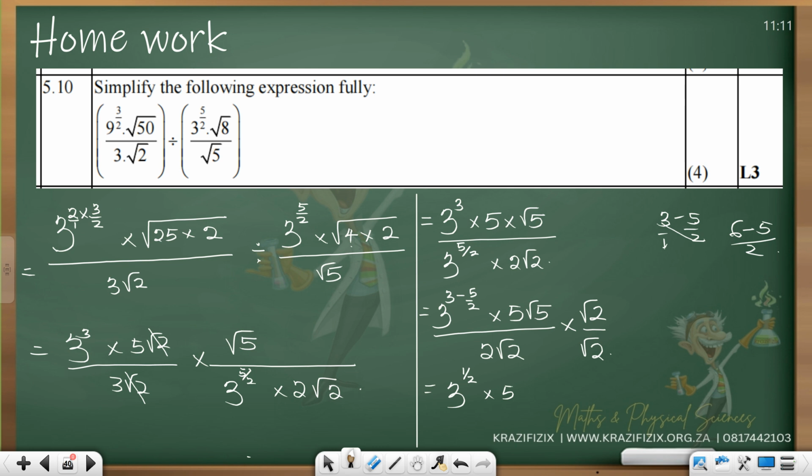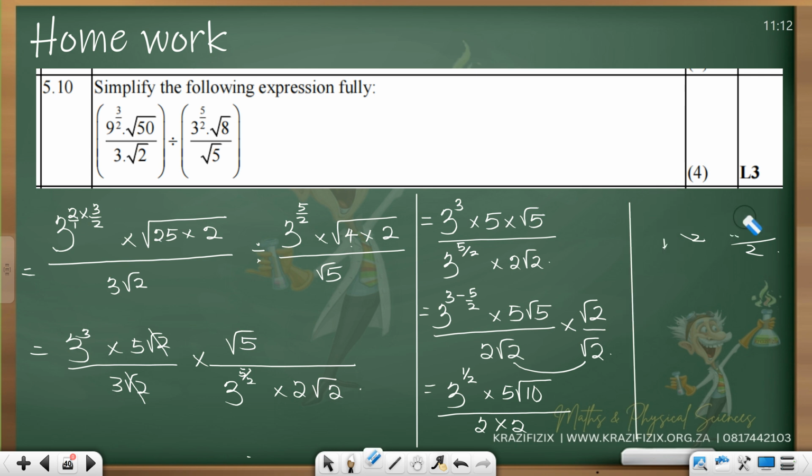Times 5 root 5. Root 5 times root 2 would actually give us root 10. So we can quickly put that. Root 10 over... this is looking so nice... 2. Root 2 times root 2 would give us 2. That's 4. So what do we have finally?